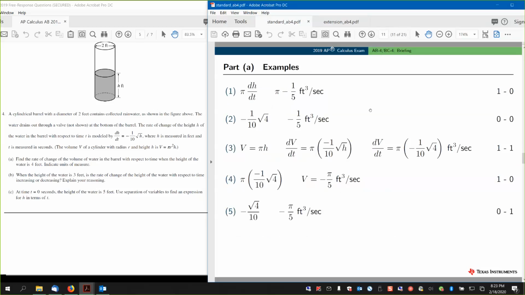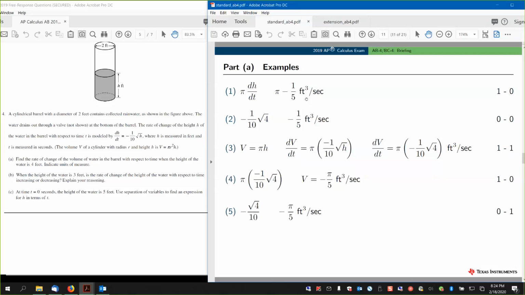Sorry, I seem to be belaboring this point, but I'm still looking at Part A. Here are a couple more specific examples of how each one was scored. In this first example, these two responses would earn a 1 and a 0. I can see the derivative right here, pi dh/dt. That's the first point. But this answer right here is ambiguous. We have to read that as pi minus 1/5. Communication and notation are important. That student does not earn the second point.